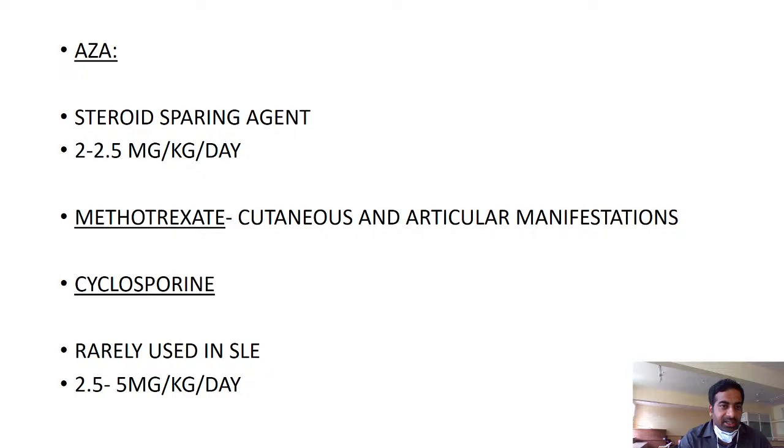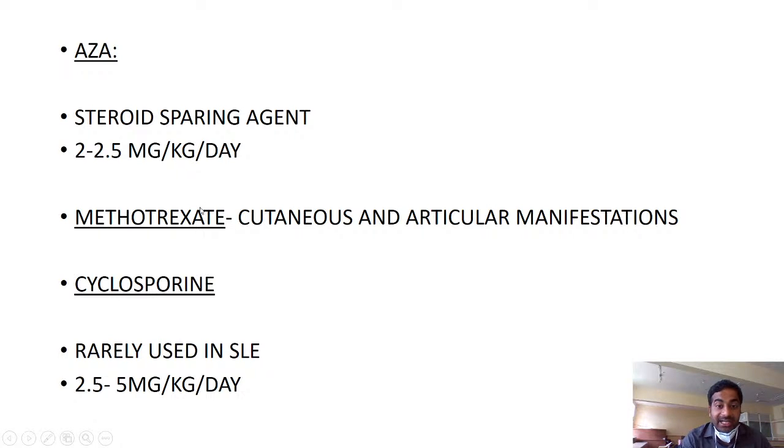Azathioprine is a steroid sparing agent. You can use it as a steroid sparing agent, same as I said, if the patient has severe osteoporosis or many complications from steroids. Around 2 to 2.5 milligrams per kg per day is the usual dosage. But usually it's not preferred. Preferred are always steroids with hydroxychloroquine.